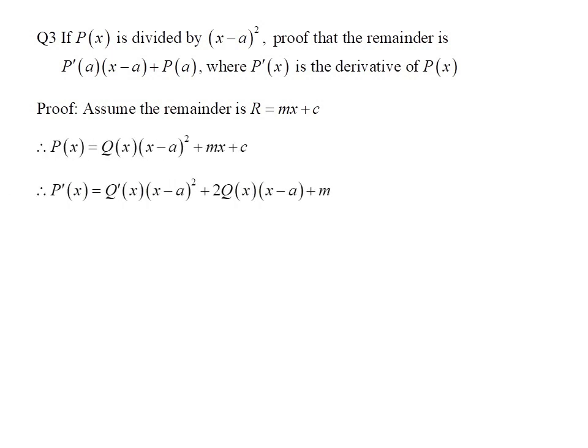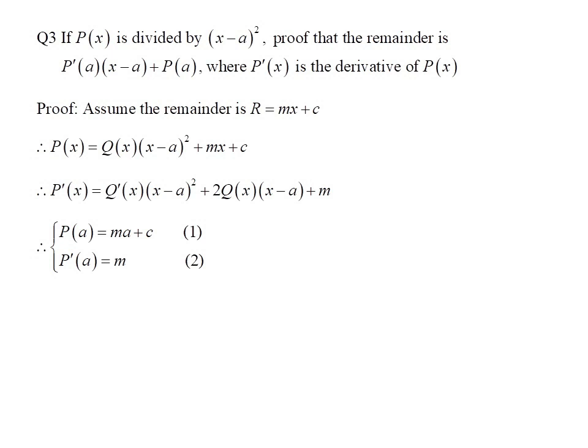According to the remainder theorem, p(x) can be expressed as q(x) times (x minus a), or in parentheses squared, plus mx plus c. Then we differentiate the polynomial p(x) with respect to x, and thus we have p prime(x) equals q prime(x) times (x minus a), or in parentheses squared, plus 2q(x) times (x minus a) plus m.